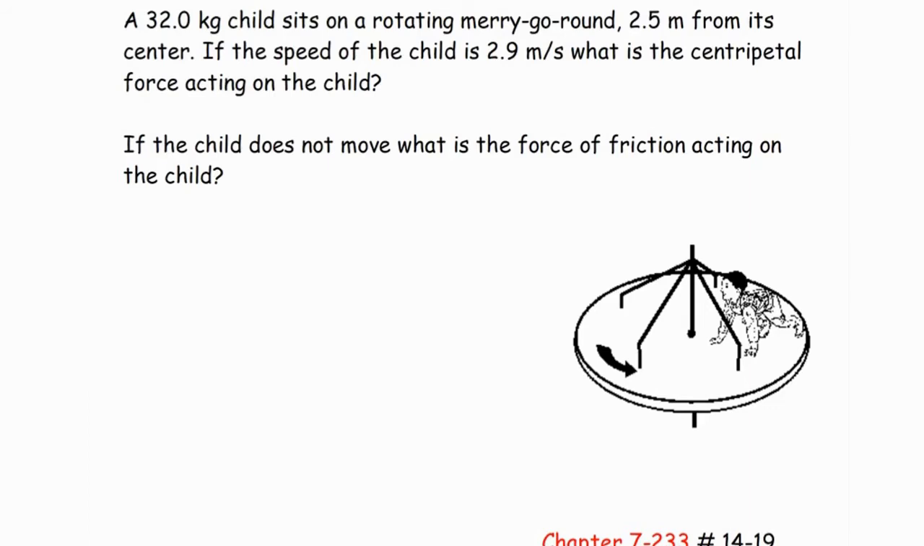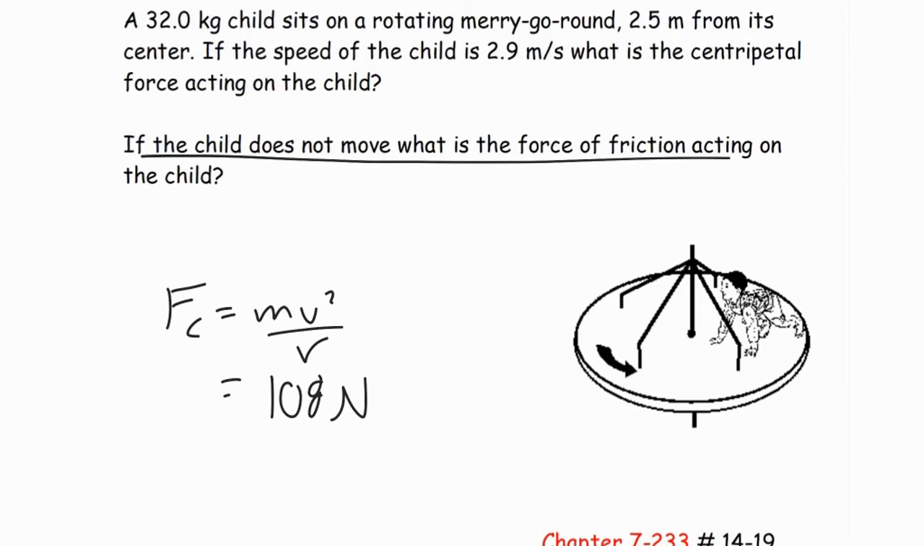So here we have a 32 kilogram child who sits on a rotating merry-go-round 2.5 meters from its center. We want to find the centripetal force. So Fc is equal to mv squared over r. So the mass of the child is 32 kilograms times v squared, so 2.9 squared, divided by r, which is 2.5. So that's 108 newtons.